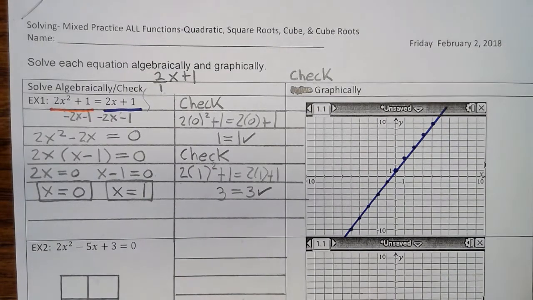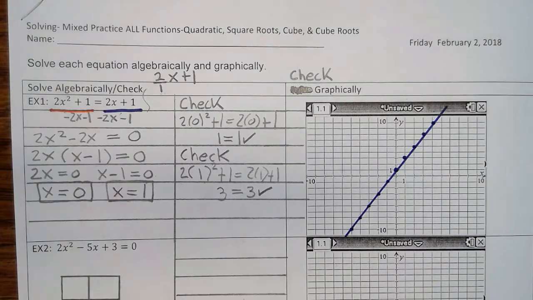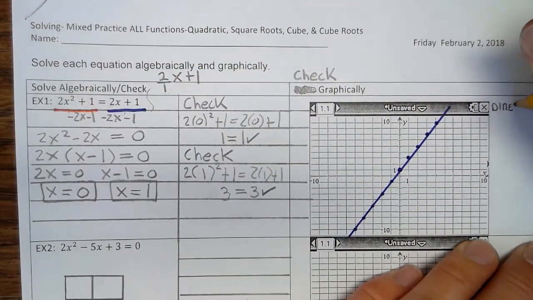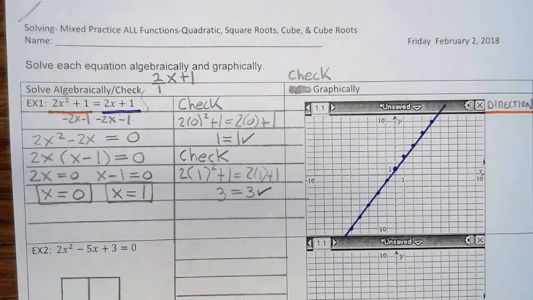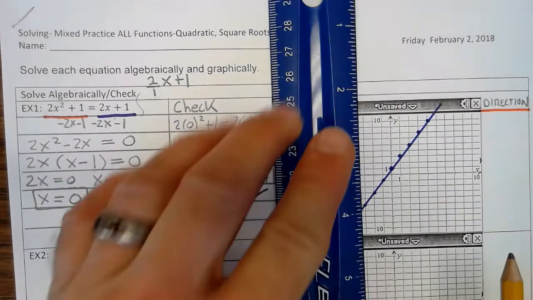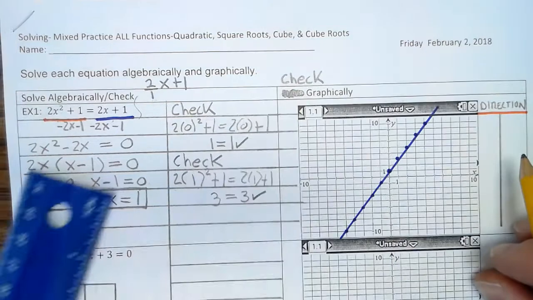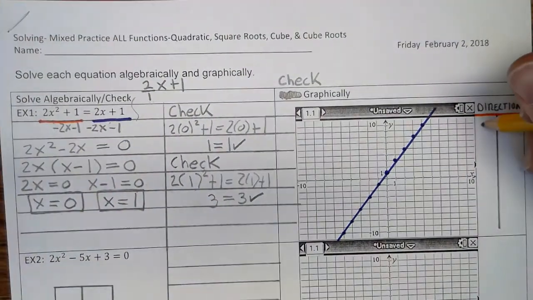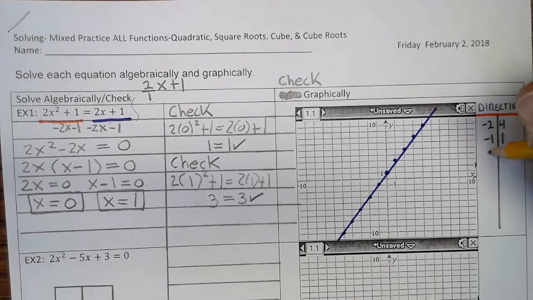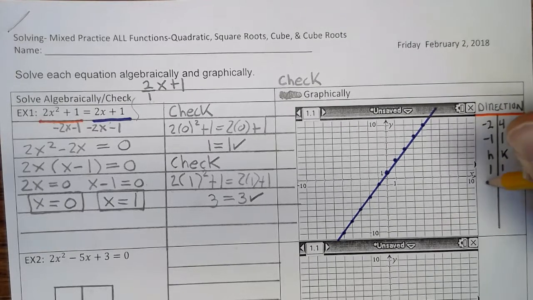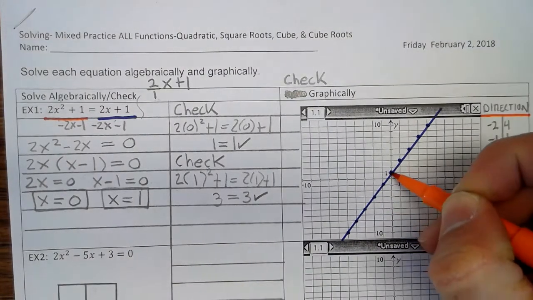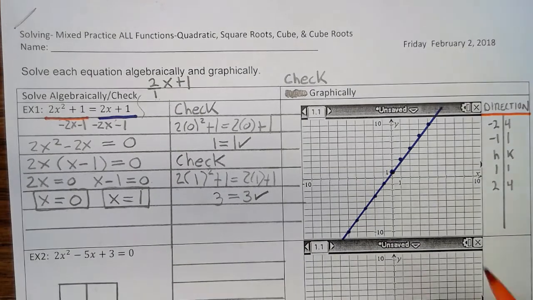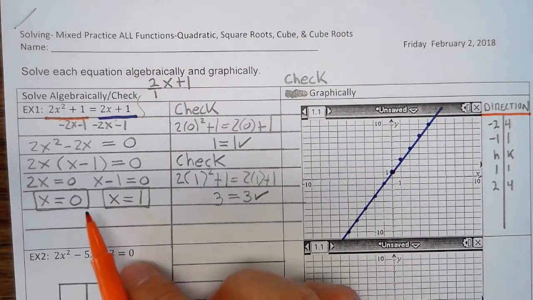All right, so now we're going to graph by transformations. We know it's quadratic, so the points are -2, 4, -1, 1, 0, 0, 1, 1, 2, 4. So we can move the vertex up 1, which already verifies that they intersect at x equals 0.